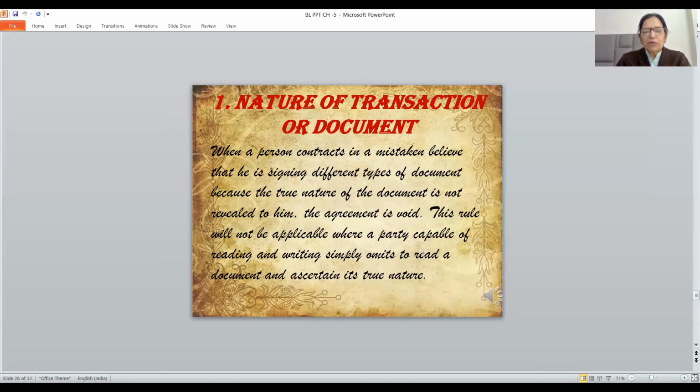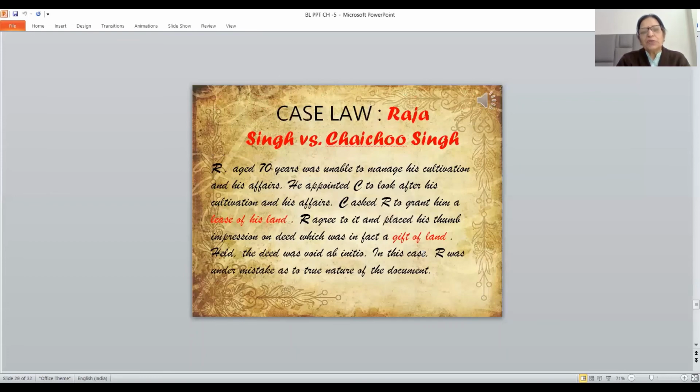The first point is before you, which is nature of transaction or document. When a person contracts in a mistaken belief that he is signing a different type of document, because the true nature of the document is not revealed to him, then the agreement will be void. It will be void ab initio. The important case law is Raja Singh versus Cheku Singh.